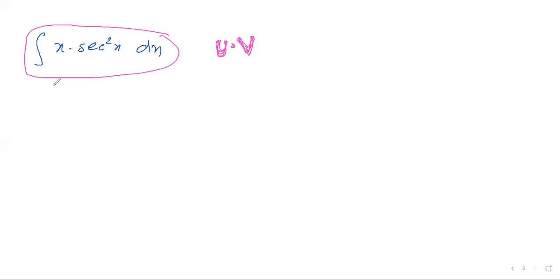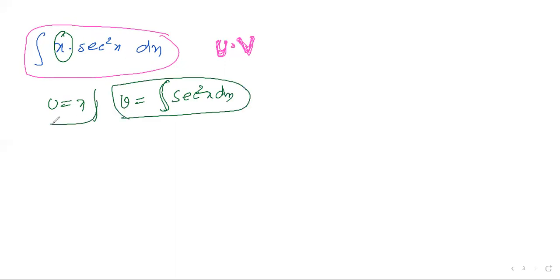For the given question, I am taking u is equal to x. After x, what is the remaining part? What is the left out part? That is v: v is secant square x dx. Integration of secant square x dx is v. The u is equal to x. Then you continue the procedure.